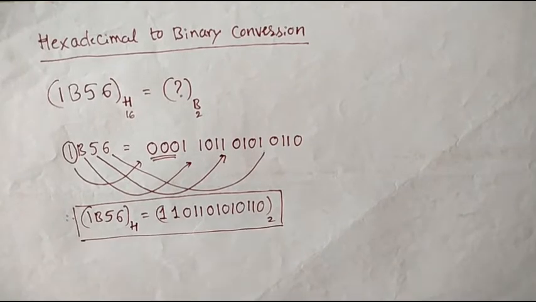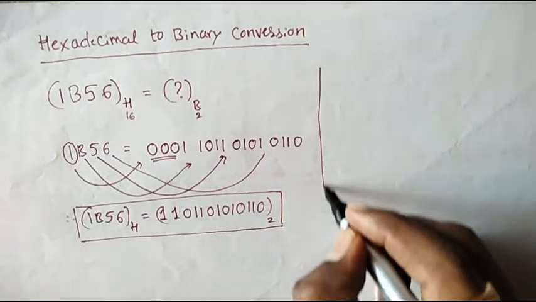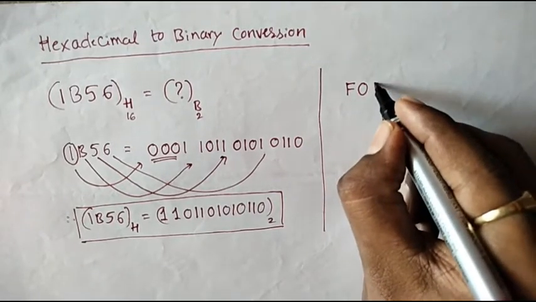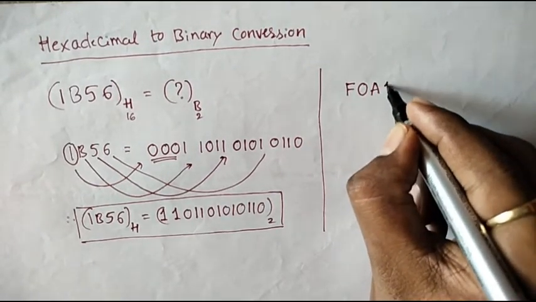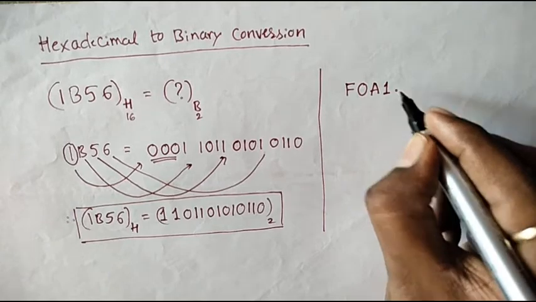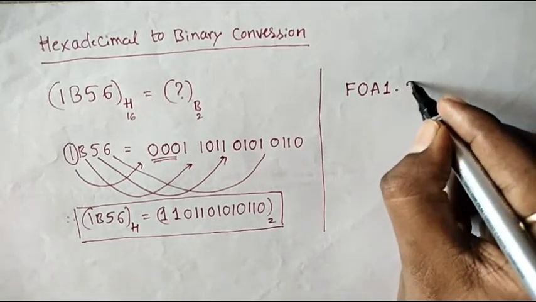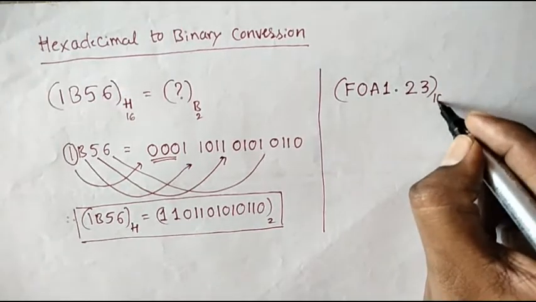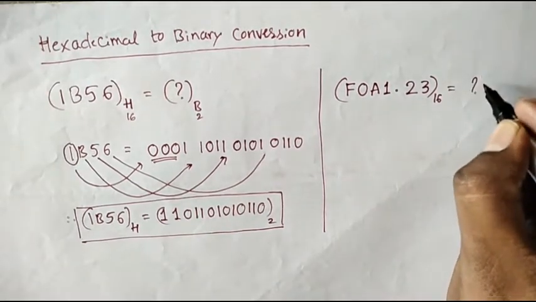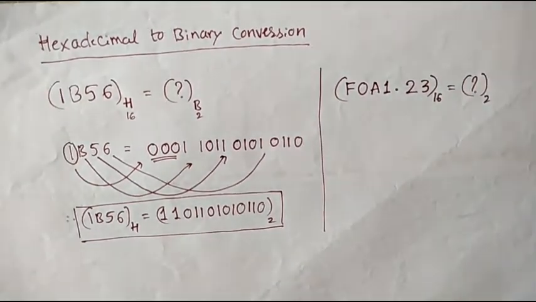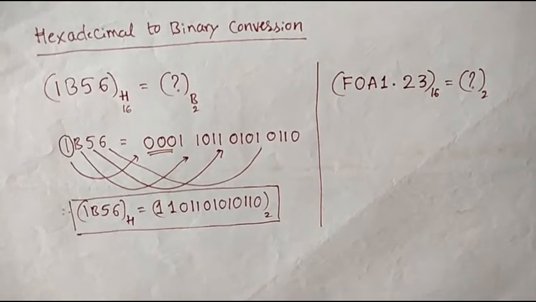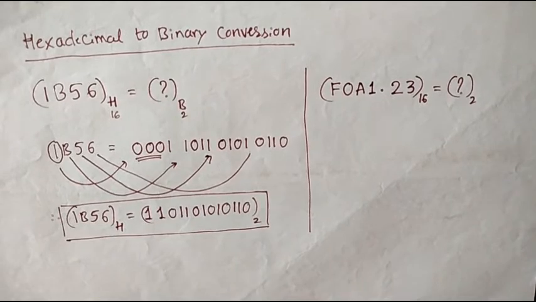Let's take another example: F0A1.23, which is in hexadecimal. Let us find the binary equivalent of this. Here the number contains a fraction part also. Let's see how to convert.